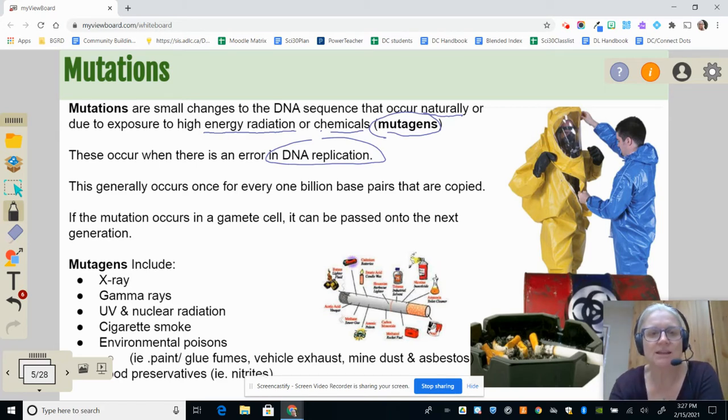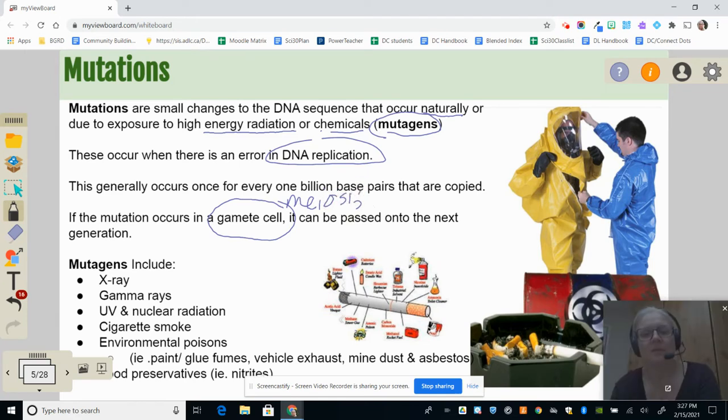Now, really important, if these mutations happen in a gamete cell, so when meiosis is happening to form gamete cells like eggs and sperm, that's a problem because then that mutation can be passed on to the next generation. If a mutation just occurs in your cell during mitosis just to create more cells and grow and fix, then it's not as big a deal. But when it happens in meiosis and forming an egg or a sperm cell, then it is a bigger deal because that mutation can be passed on to the offspring.